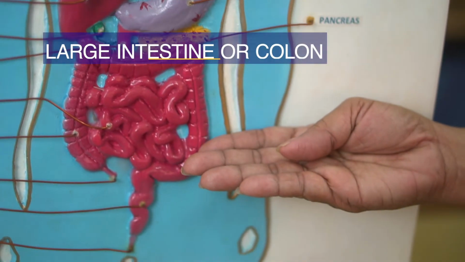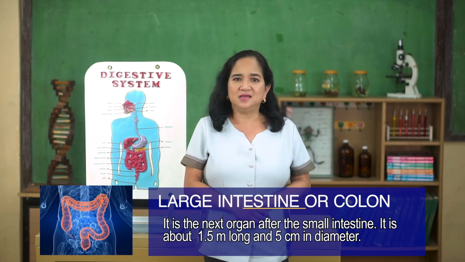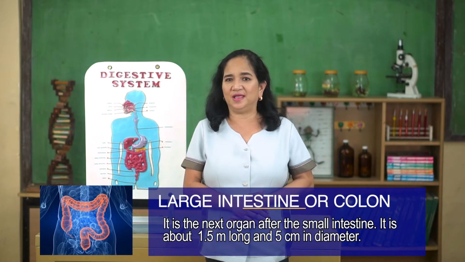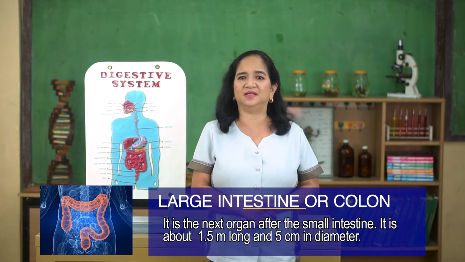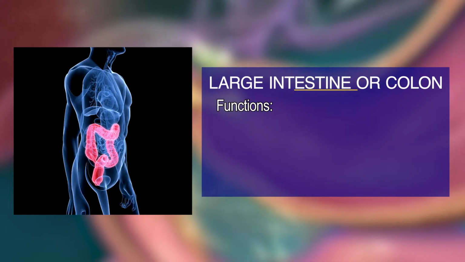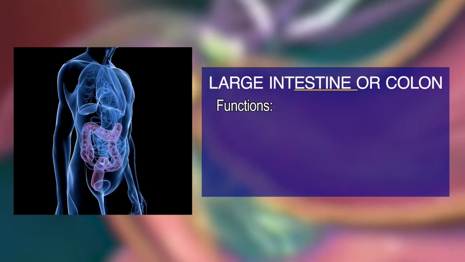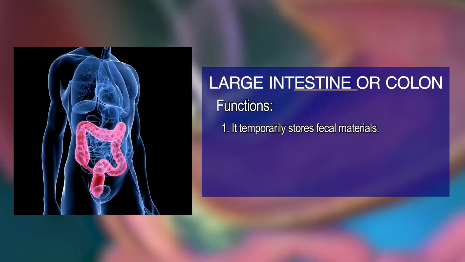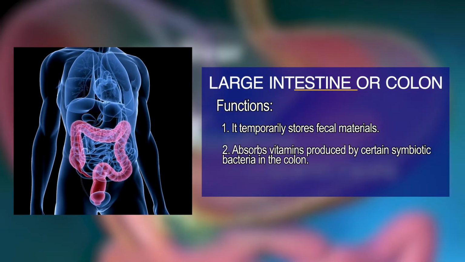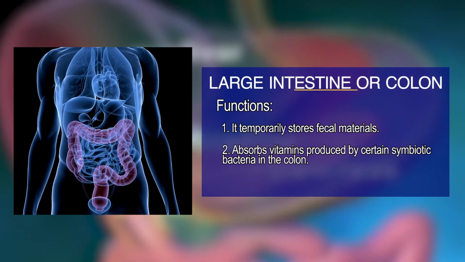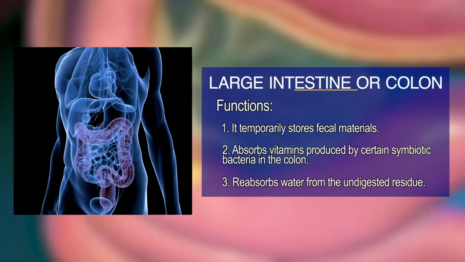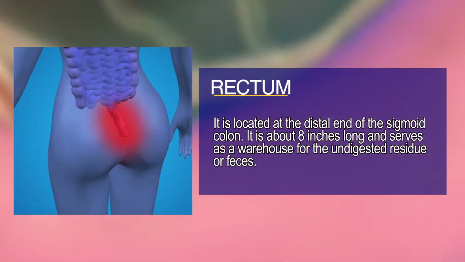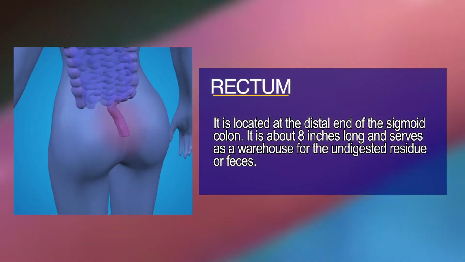The large intestine or colon is the next organ after the small intestine. It is about 1.5 meters long and 5 centimeters in diameter. The colon has three functions. It temporarily stores fecal materials, absorbs vitamins produced by certain symbiotic bacteria in the colon, and reabsorbs water from the undigested residue. The rectum is located at the distal end of the sigmoid colon.